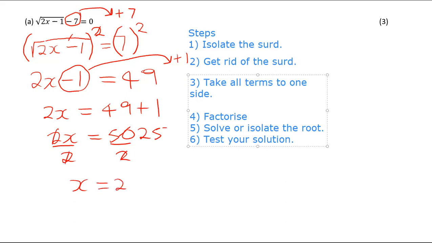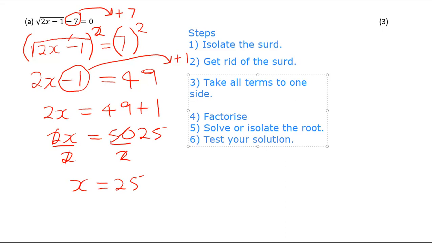Normally you would have to test this, but because I only have one root, I don't need to test it. If you have more than two, let me just say at least 2 roots, you will need to test those roots to check if they're correct. What does testing involve? Testing means that you need to take this root and substitute it into the original equation to the extent that your left-hand side will be equal to your right-hand side.